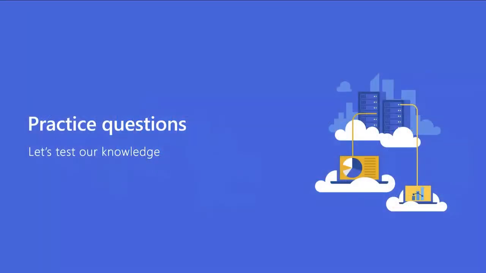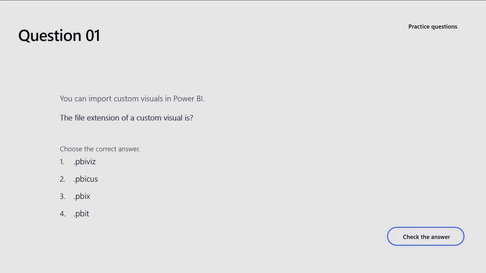So let's go and review some practice questions. What I'll do is outline the question and give you some time to think through the answer, and I will then call out the answer as well. The first one is, you can import custom visuals in Power BI. The file extension of a custom visualization is, options are .pbiviz, .pbicus, .pbix, and .pbit.